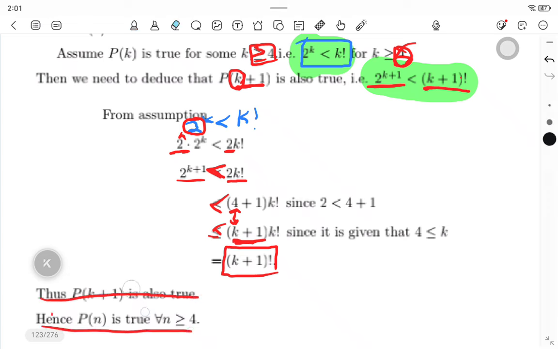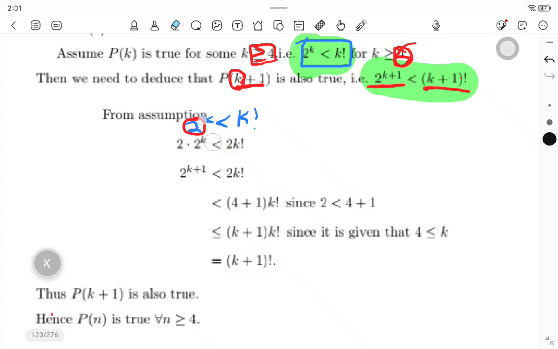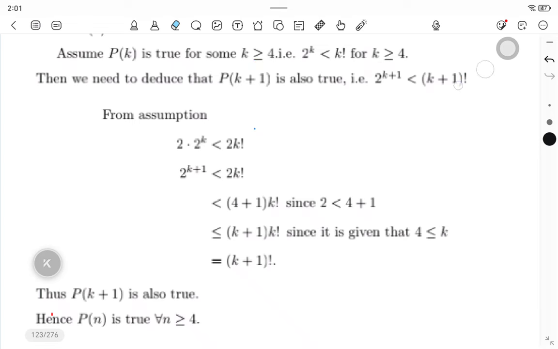If there's no question, I'll just assume that you guys understand, right? Now let's go to the questions based on this.